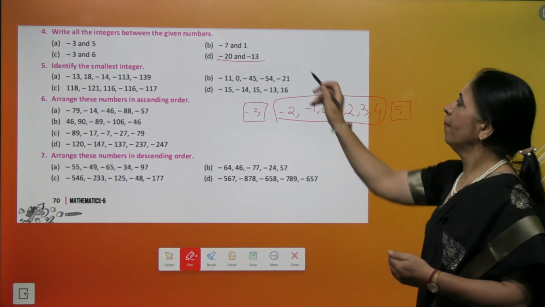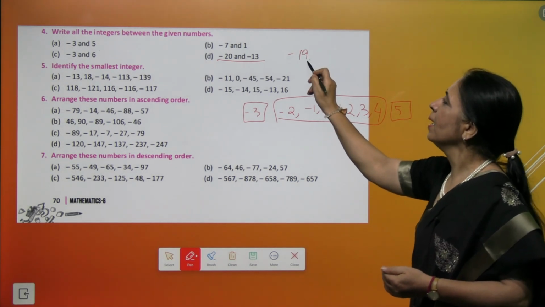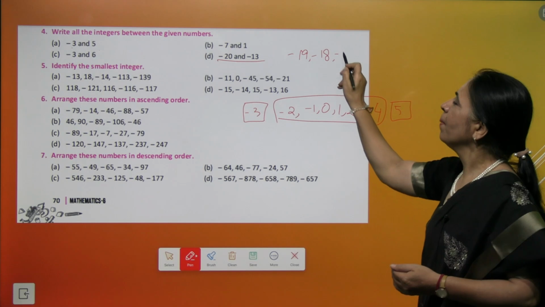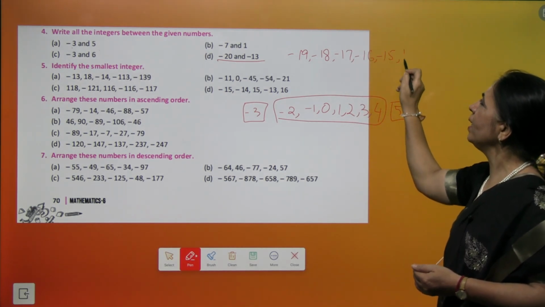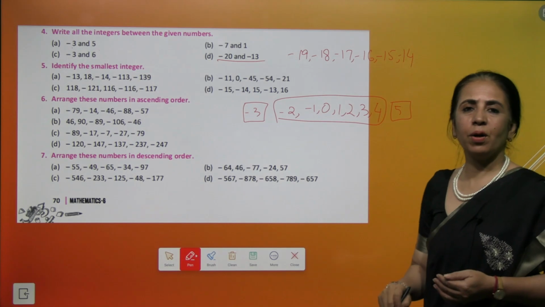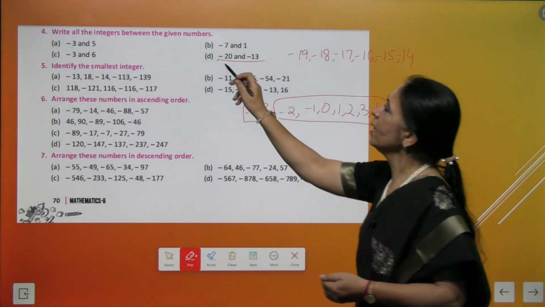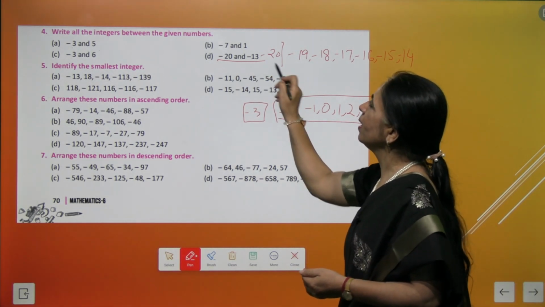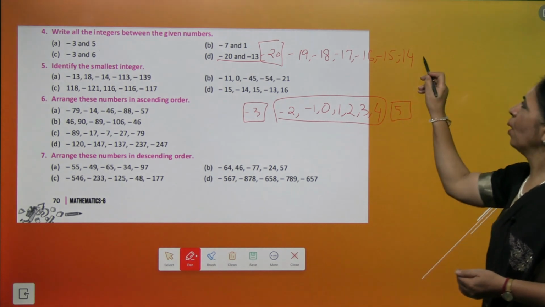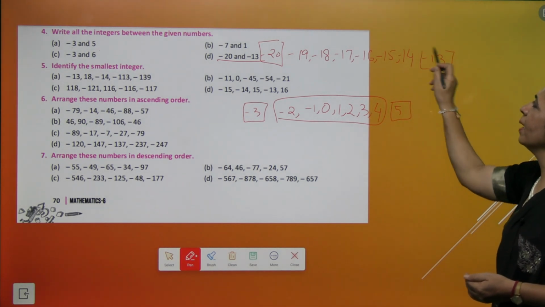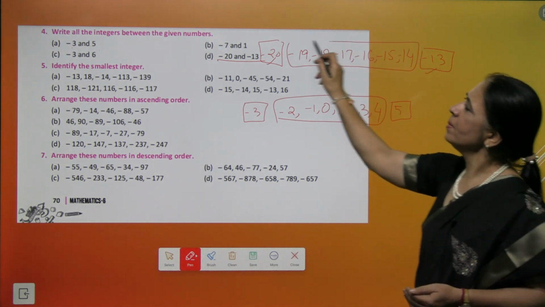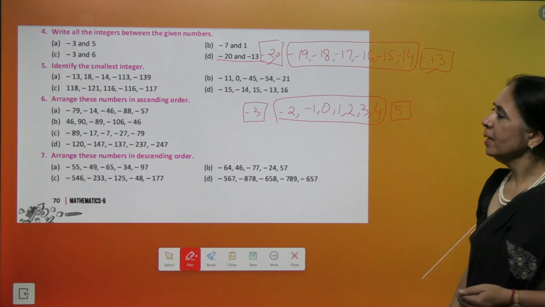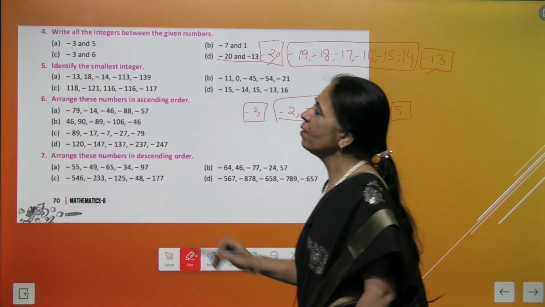Now similarly we will do this part. Greater than -20 is -19, -18, -17, -16, -15, and -14. We will not take -20, and we will not count -13 here. So between these two, we get these numbers. Got it? Now do other parts yourself.